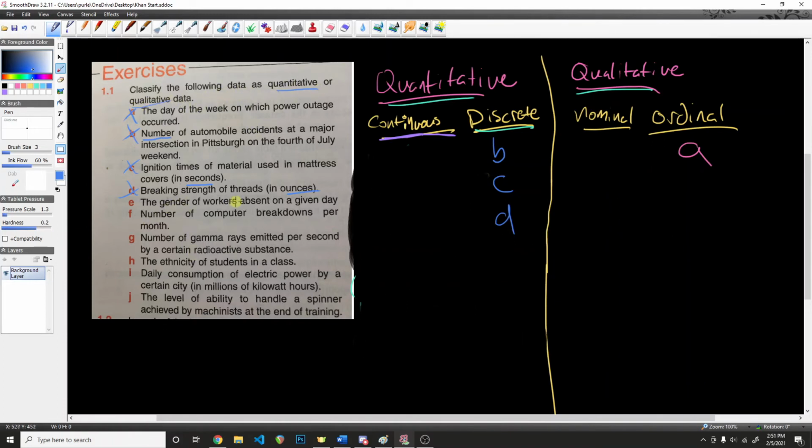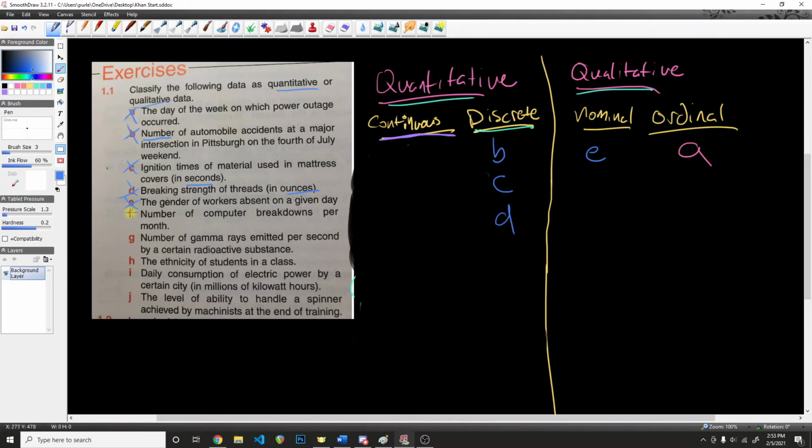Here we have the gender of workers absent on a given day. Well, gender is a category. You're either male, female, non-binary. No matter how you choose to divide up and categorize people into different genders, you can come up with 100 different divisions, but at the end of the day, there's still categories that people get put into. You can add or remove as many categories as you want, but it's still going to be qualitative. And there's no actual order to it. Just like how there's no order to blue eyes, green eyes, brown eyes, there's no order to the genders.